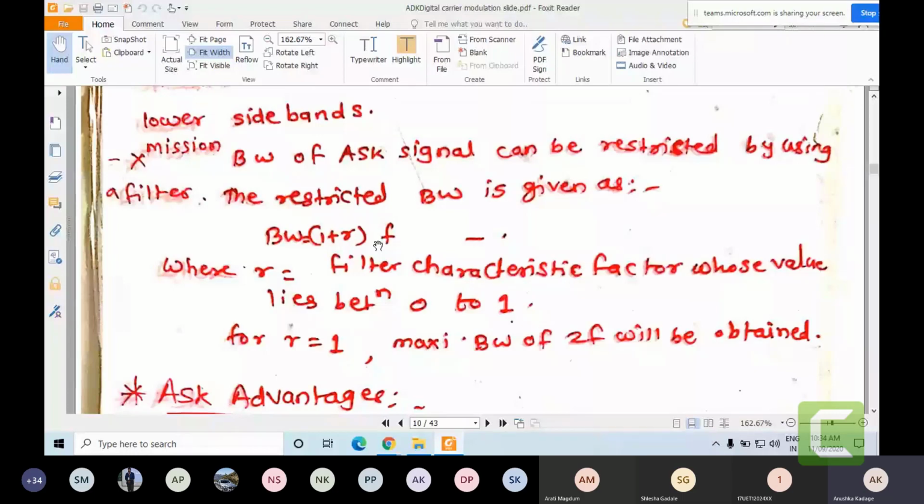That's how here once again we are commenting that with the proper filter parameter designing only, the probability of error in ASK modulation can be minimized.